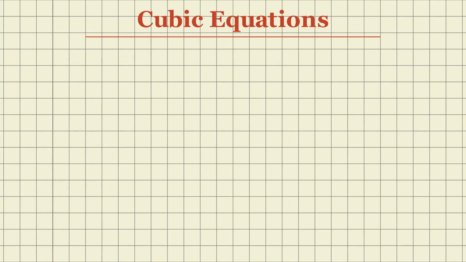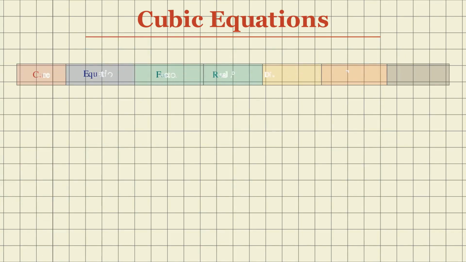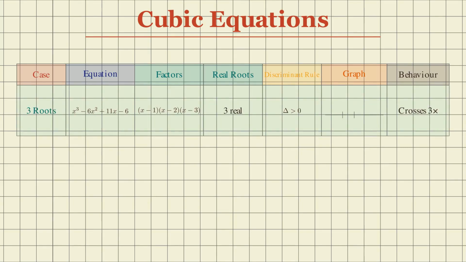Let's see the cubic table now. In row 1, 3 roots. Equation x cubed minus 6x squared plus 11x minus 6. Factors beautifully into x minus 1, times x minus 2, times x minus 3. 3 real roots. Discriminant is positive. Graph crosses the x-axis 3 times.